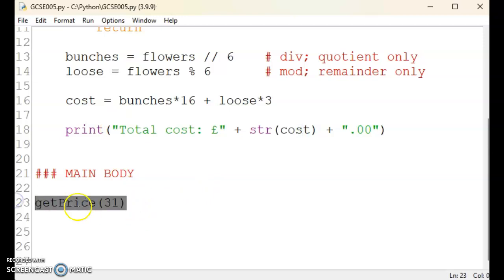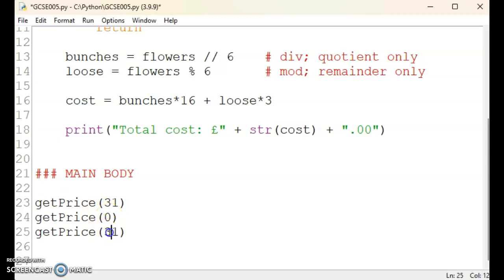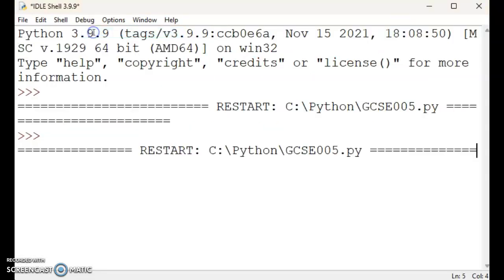Something else that we should test while we're here is a 0 value, because that will give a specific output, and similarly we should try a negative value as well. Okay, so let's run this. We should see 3 different output statements.